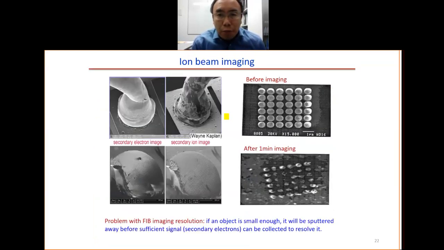For example, if you have the structure here, this is the structure before imaging. After 1 minute of imaging, because the ion beam can sputter away the material, the material gets damaged. As a result, for ion beam imaging, you have to do it very fast, or you have to use very low current to minimize the damage by the ion beam.